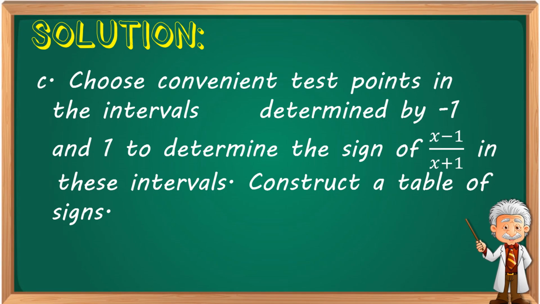Letter C. Choose convenient test points in the intervals determined by -1 and 1 to determine the sign of x minus 1 over x plus 1 in these intervals. So, in our original fraction, we have x minus 1 over x plus 1 is greater than or equal to 0. That indicates that we are looking for positive sign of the test points so that we can determine the solution set. So, construct a table of signs in order for us to determine the solution sets.